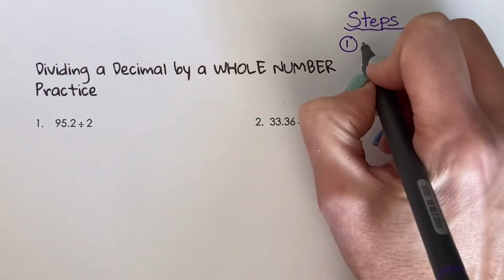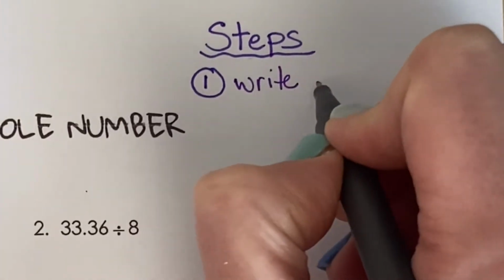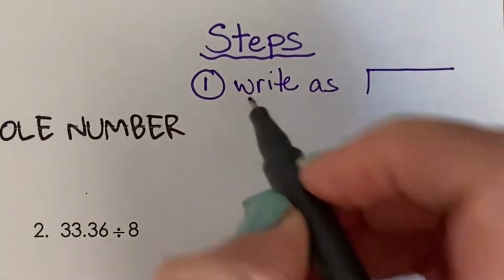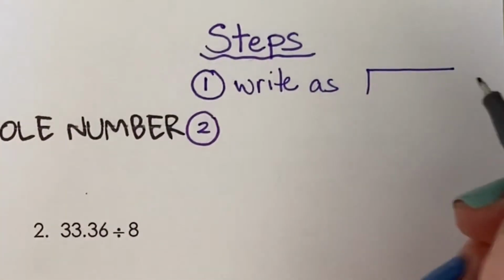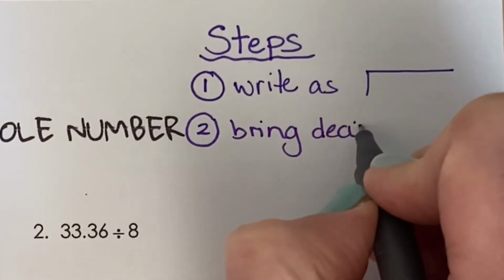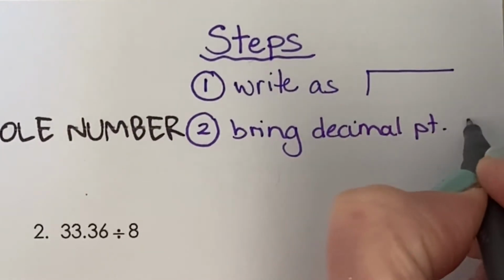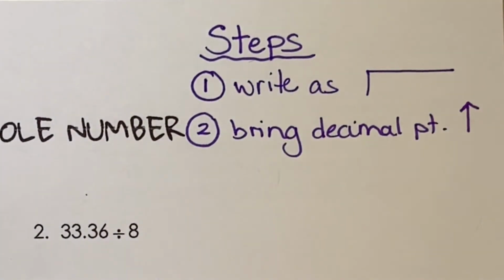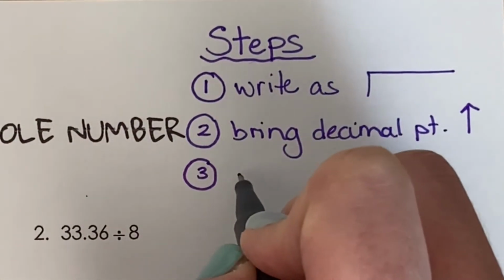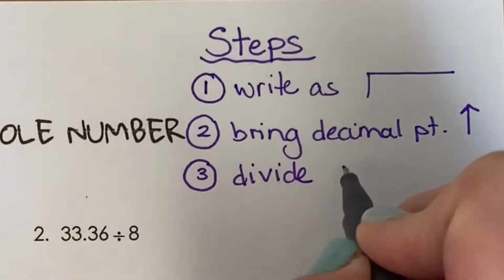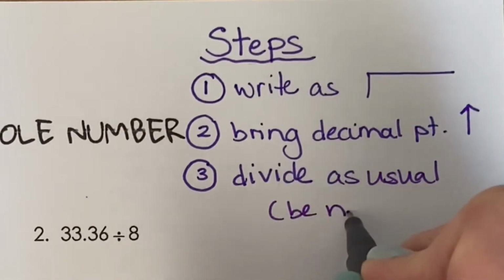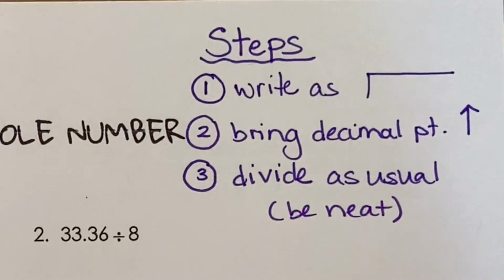Number 1, if we need to, we're going to write our problem as a division problem that looks like this, if it isn't already written that way. Step number 2, here's your new step. We are going to bring our decimal point straight up. That's going to keep our place values in order. And then number 3, we're just going to divide like usual using long division. We just need to remember to be very neat because we want to keep our place values nice and stacked.